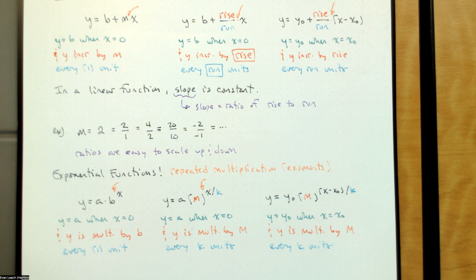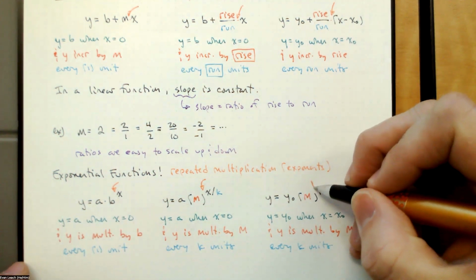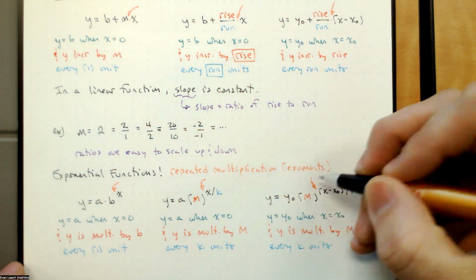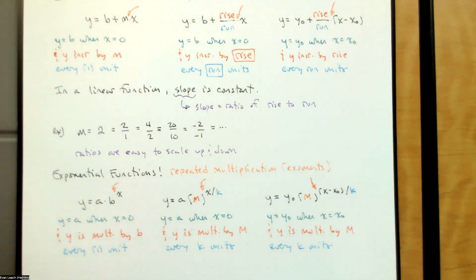Any questions? And this is a function representing repeated multiplication. Repeated multiplication is summarized with exponents, and there's our exponent right there. Same place it was in the other two. Just like a linear function is repeated addition, summarized with multiplication, an exponential function is repeated multiplication, summarized with exponent.